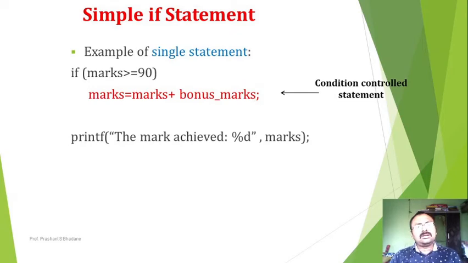Single statement. In the previous slide you can see that there are two statements under the if, that's why you use curly brackets. If it is a single statement, there is no requirement for curly brackets. If marks greater than or equal to 90, marks equals marks plus bonus_marks. This is a condition controlled single statement. If the condition is true, then the bonus marks are added to the marks. If the condition is false, then directly print the marks achieved %d, comma marks.